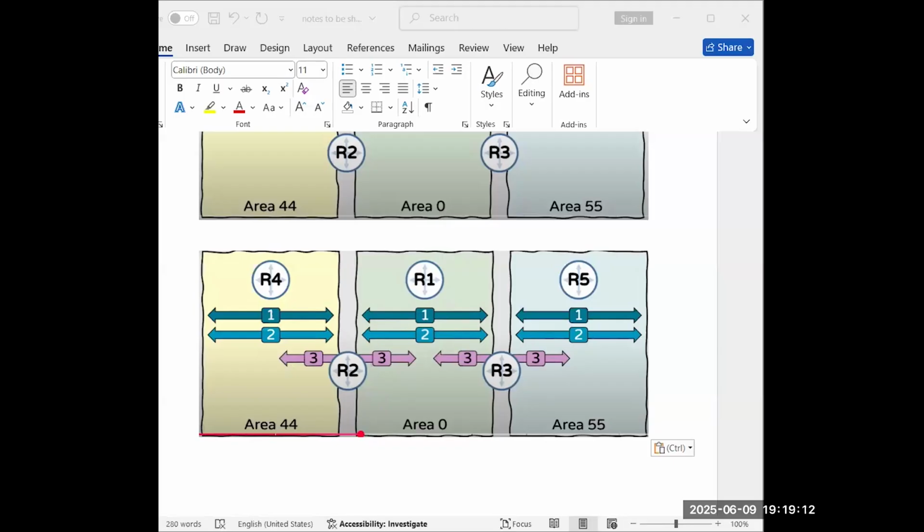Next LSA type is type 5. Type 5 LSA is external LSA. It's going to be forwarded unchanged throughout the OSPF. It is going to be sent by the ASBR router directly. So type 4 and type 5 are more or less the same kind of update, only it is sent from a different OSPF domain.